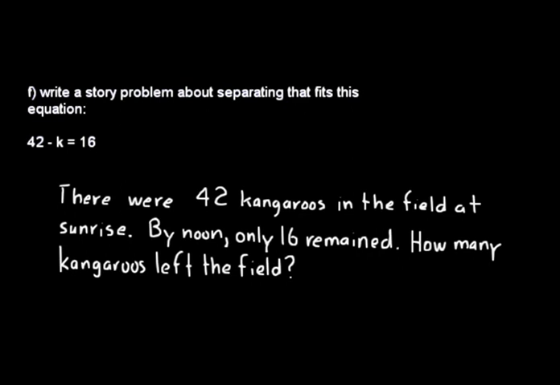There were 42 kangaroos in the field at sunrise. By noon, only 16 remained. How many kangaroos left the field? So don't expect your answers on these to be exactly like the answer in the book. As long as the format is the same, as long as you could make that equation that has been given with your story problem, then it's correct.